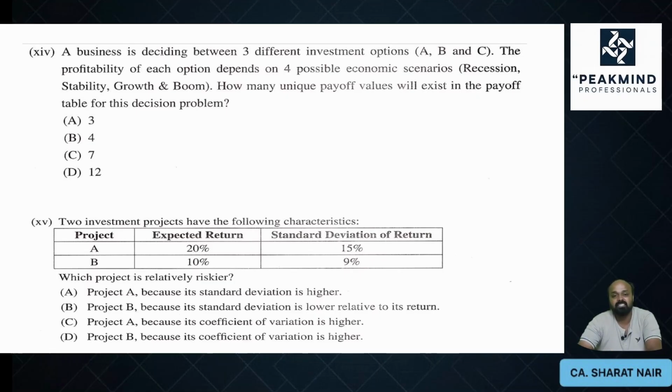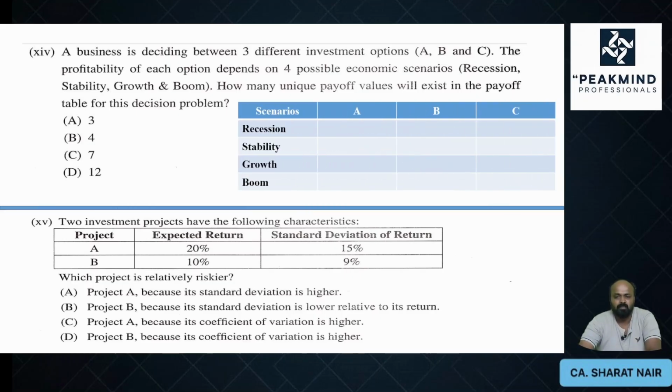A business is deciding between 3 different investment opportunities which are A, B and C. The profitability of each option depends on the 4 possible economic situations which are recession, stability, growth and boom. How many unique payoff values will exist in the payoff table for the decision problem? So see, we will have scenarios for 3 products and scenarios are 4. So if you look here, 3 into 4, how much? 12. So the option is 12.